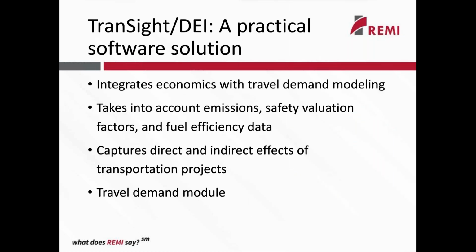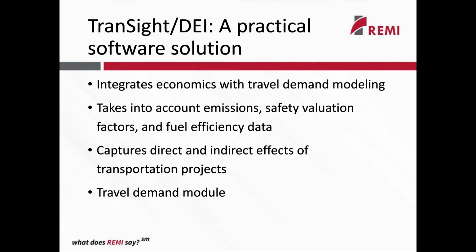But before we get to that, the TranSight DEI model that we'll be using for our demonstration is really useful for this type of analysis because it integrates economics with travel demand modeling. Essentially, we take into account emissions, safety evaluation factors, and fuel efficiency data into our TranSight model. And this helps us capture direct and indirect effects of transportation projects.